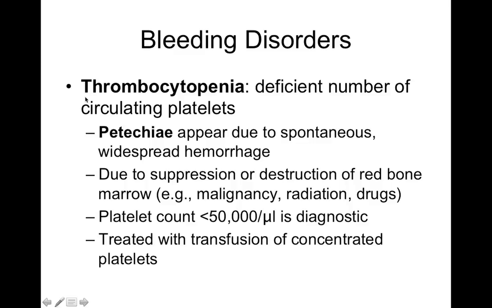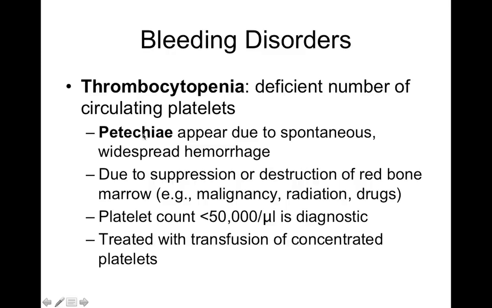Now, these aren't due to excessive drug use, but one type of bleeding disorder, you guys, is thrombocytopenia. It's a deficiency in the number of circulating platelets. Now, this makes sense with respect to the fact that platelets are involved with the coagulation cascade. You need platelets to release clotting factors to get coagulation to occur. So if you have a deficiency in circulating platelets, then it's going to be more difficult to form blood clots.